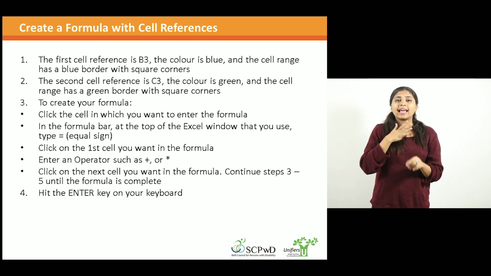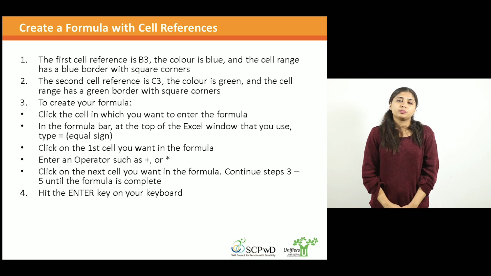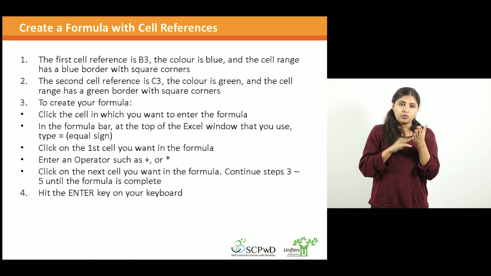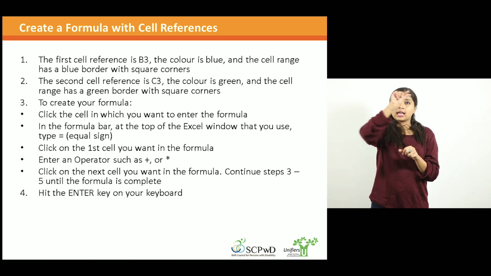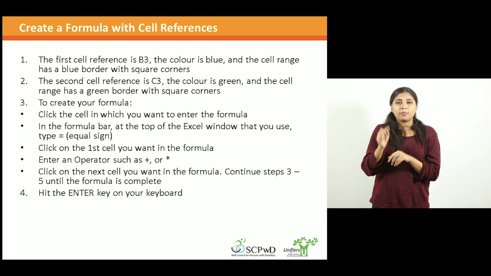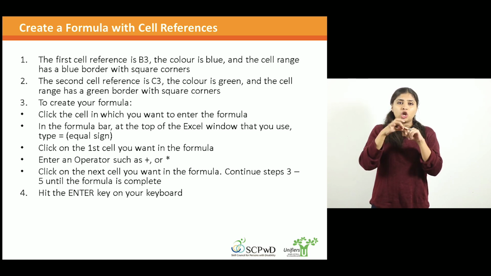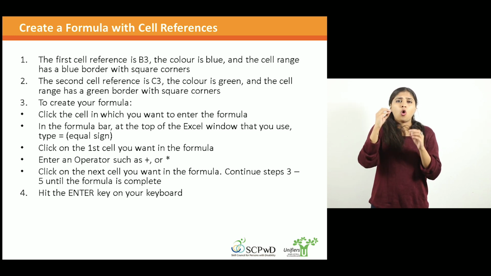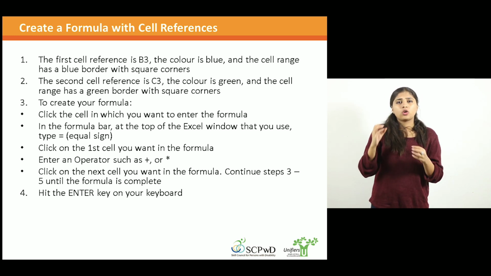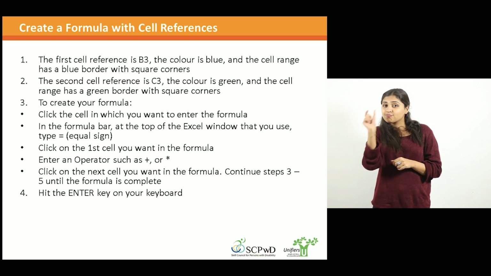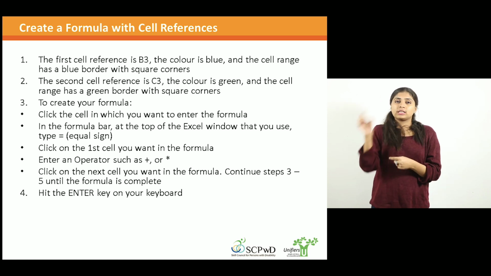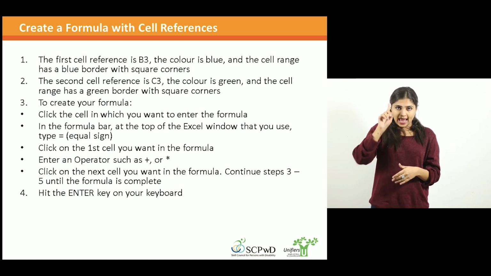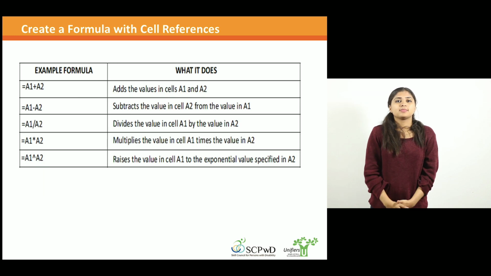To create your formula, select the cell in which you want to enter the formula. In the formula bar at the top of the Excel window, type the equals sign. Click on the first cell you want in the formula. Enter an operator such as plus, minus, or the asterisk sign. Click on the next cell you want in the formula. Continue steps 3 to 5 until the formula is complete. Hit the Enter key on your keyboard. Create a formula with cell references.